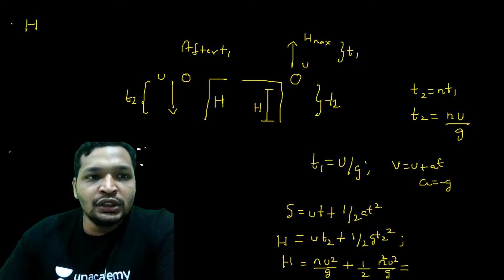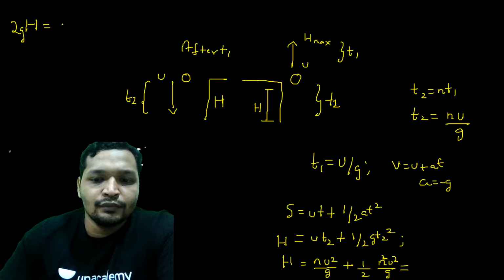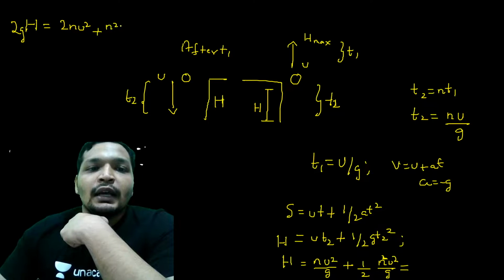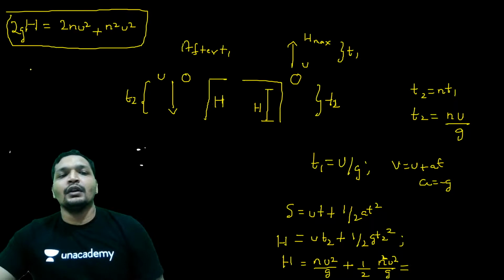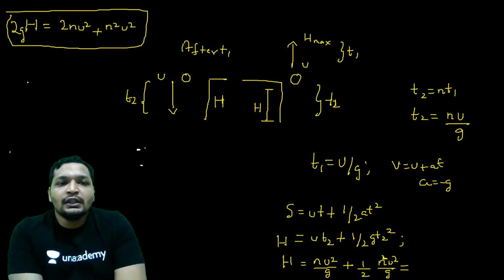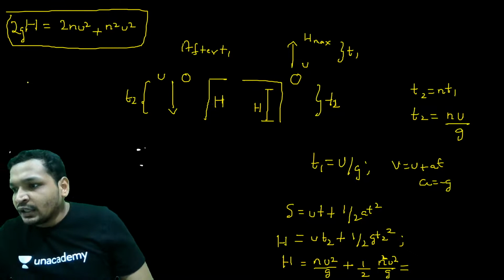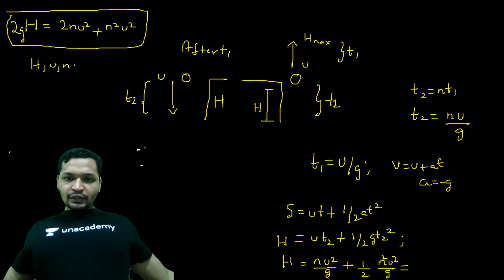H, 2gh is equal to 2n u square plus n square u square. Based on this, you can do anything. This is JEE Mains 2014. Based on this, you can do anything that you want, depending upon the kind of equation, what is unknown, what is known, etcetera. So you have it in terms of h, u, and n. Right? That is all you need to do.